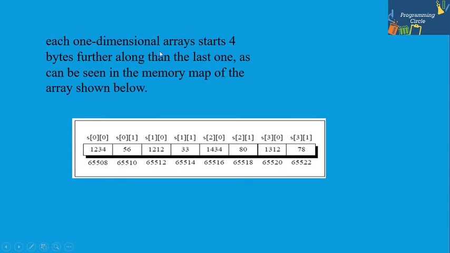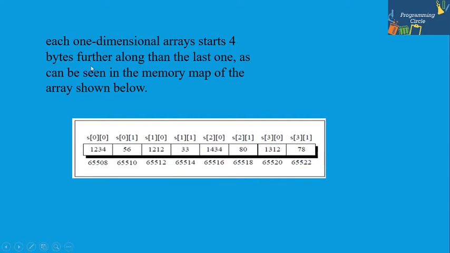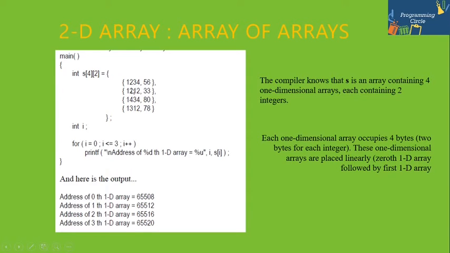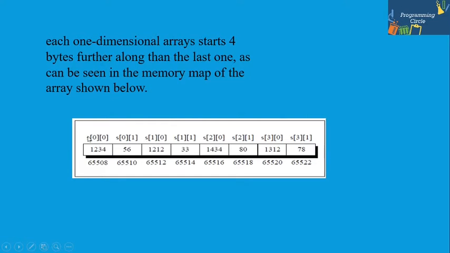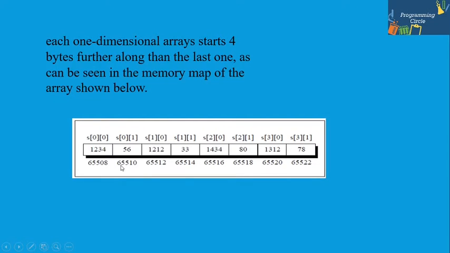Next, each one-dimensional array starts 4 bytes further along than the last one. As I said, this is one 1D array, this is another 1D array. So it starts at 8, plus 4 is 12. Each one-dimensional array starts 4 bytes further along than the last one. Let us say this is 1, 2, 3, 4, the first element, at index 0, 0. Here the address is this, and the next element is 56, at 0th row and first column.